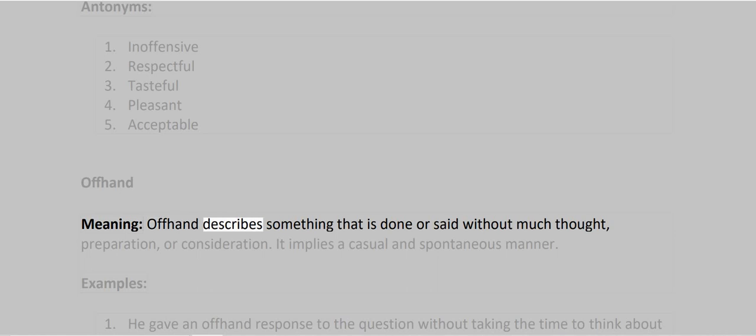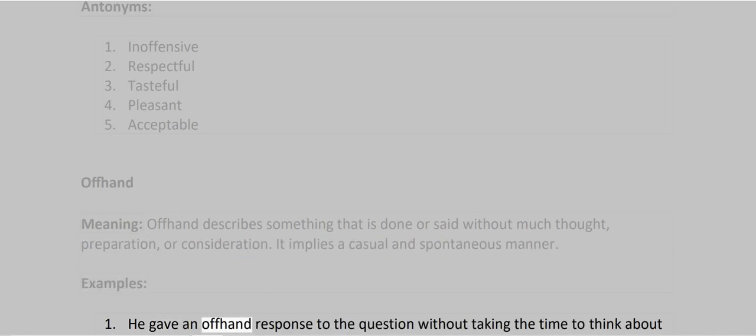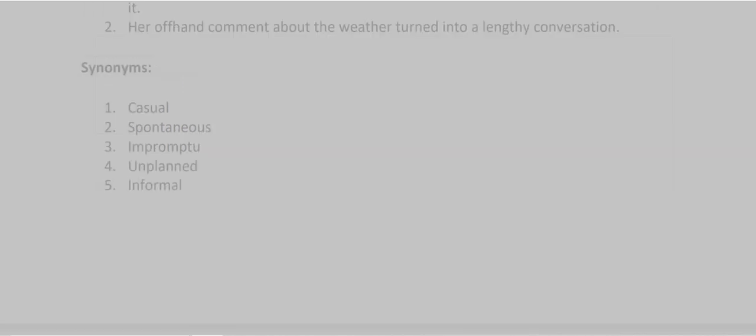Offhand. Meaning: offhand describes something that is done or said without much thought, preparation, or consideration. It implies a casual and spontaneous manner. Examples: 1. He gave an offhand response to the question without taking the time to think about it. 2. Her offhand comment about the weather turned into a lengthy conversation.